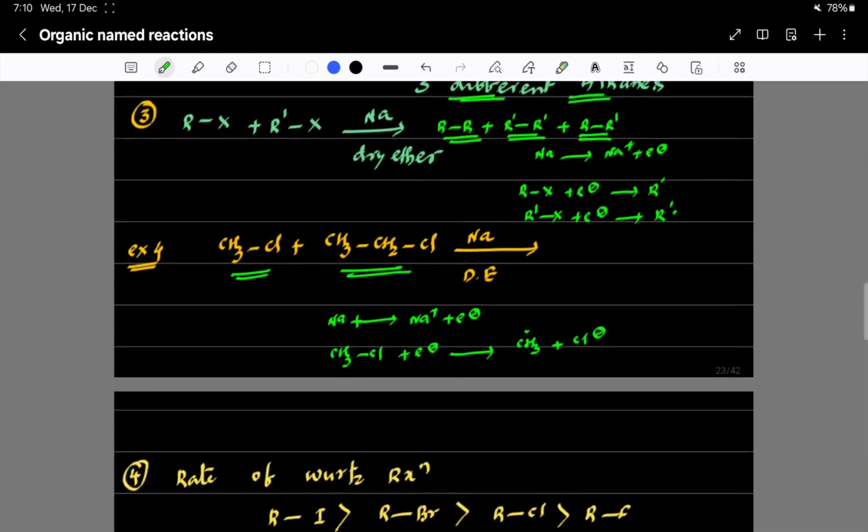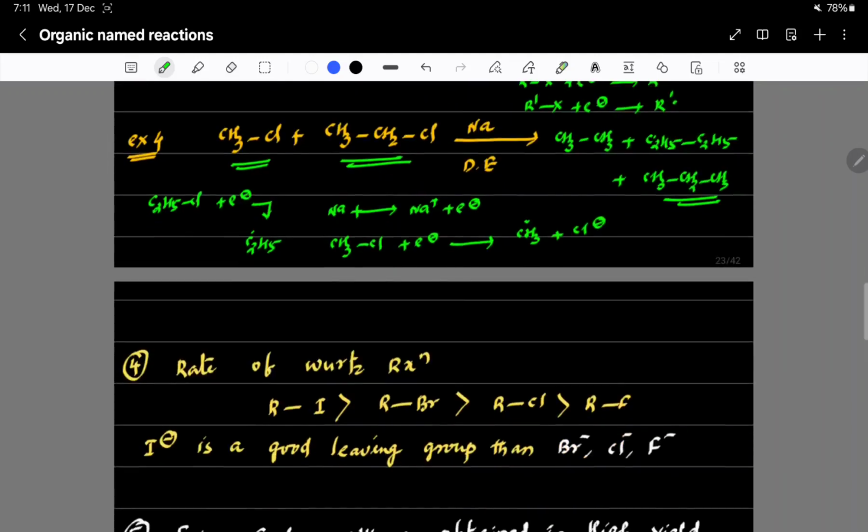Similarly, this C2H5Cl also reacts with the electron, then it will form a C2H5 radical. Now if methyl radical and methyl radical undergo C-C coupling, that is dimerization, we get ethane as the product. Two C2H5 radicals undergo dimerization and we get butane as the product. Methyl radical and ethyl radical combining, dimerization, gives propane as the product. This is a cross coupling product.